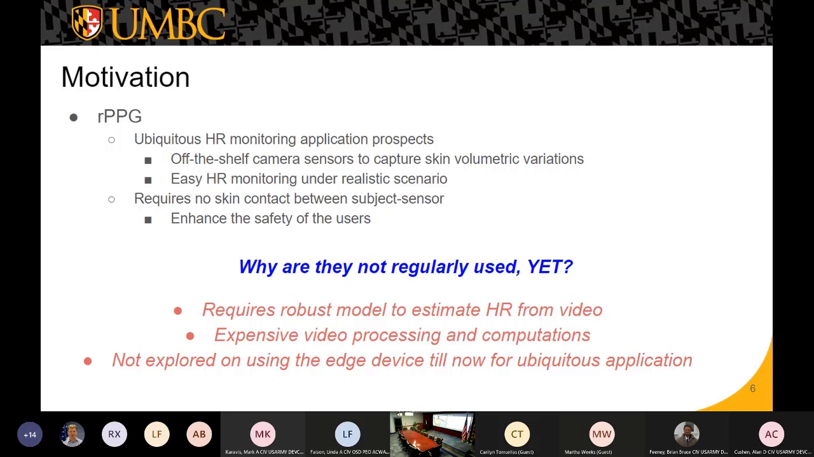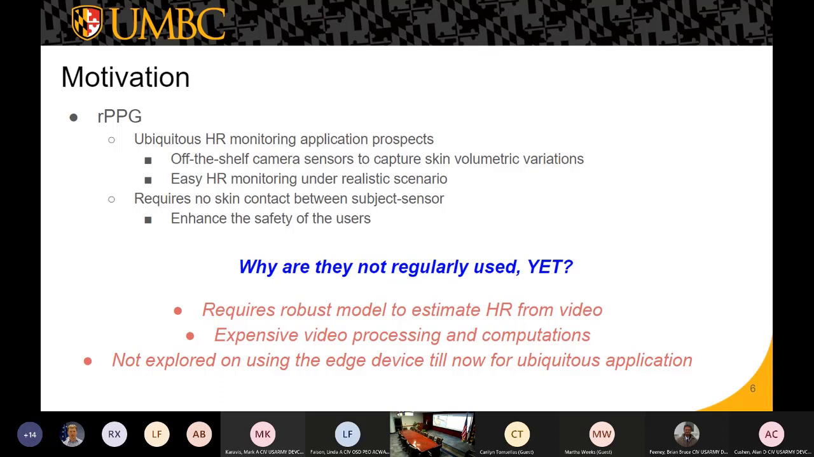So the model is not well placed. So the model is an issue. Second thing is expensive video processing and computation. Video processing is always one of the most memory-intensive computation tasks. Sometimes on our mobiles and other devices, we do not want to put any video processing there because video processing actually slows down everything. So that might not be a good idea.